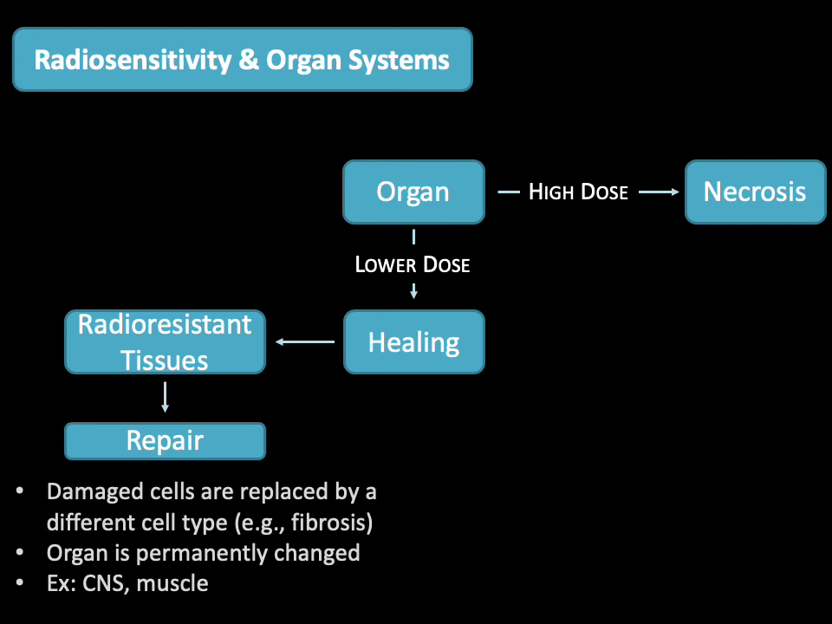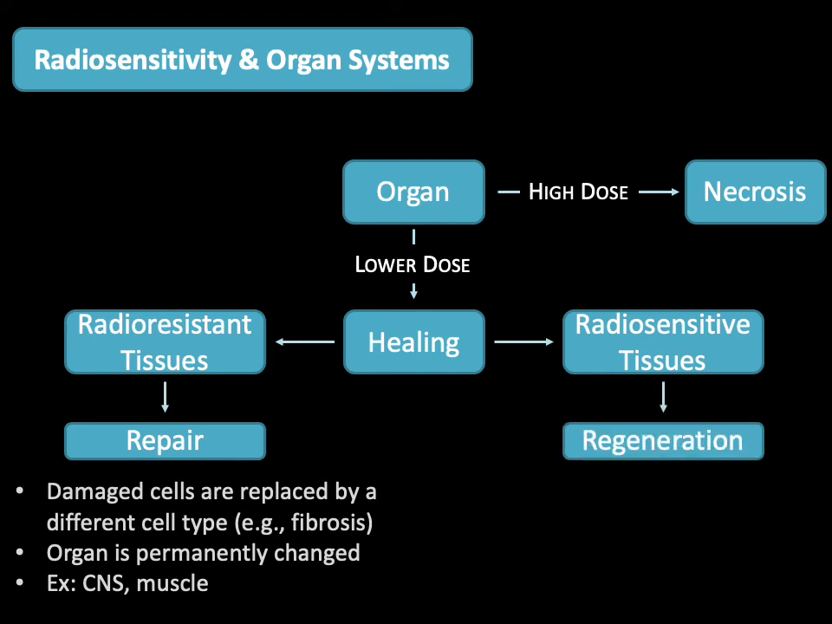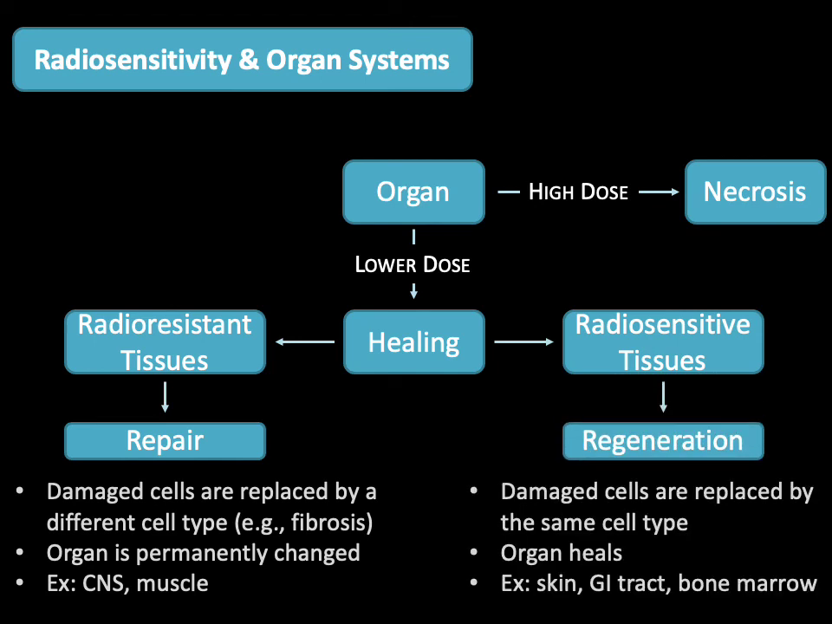In this process, damaged cells are replaced by a different cell type. For example, fibrosis occurs. The organ is permanently changed from its pre-irradiated state. Examples of this include tissues within the central nervous system and muscle. Radiosensitive tissues, on the other hand, undergo a regeneration process. Damaged cells are replaced by the same cell type, allowing the organ to heal and return to its pre-irradiated state. Examples of this include skin, the GI tract, and bone marrow.